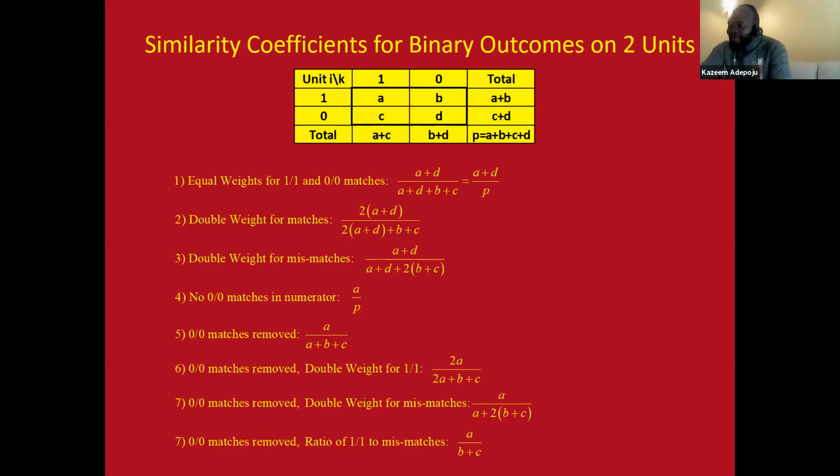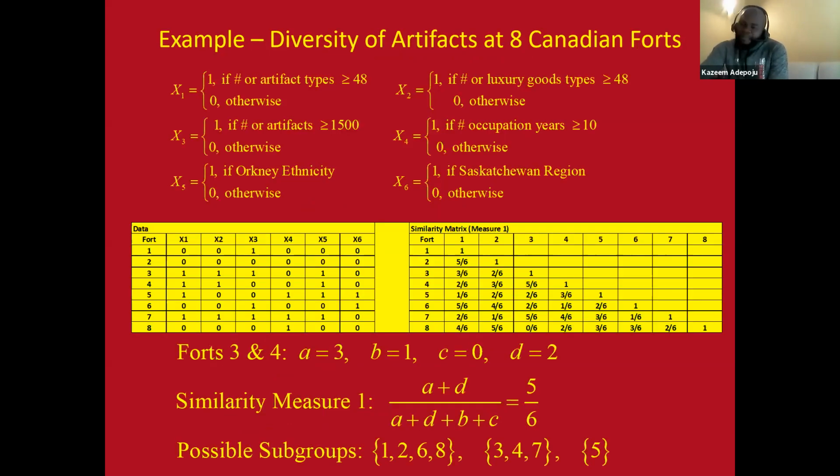I also walked you through the similarity coefficient for binary outcomes. I showed you this last week, Friday. I remember we worked on this example, because the data set is binary in nature. You have 8 forts and 6 variables. If you look at each of these variables, they are categorical, in the sense that they can assume 1 or 0. And you know what 1 means right here: artifact type greater or equal to 48.